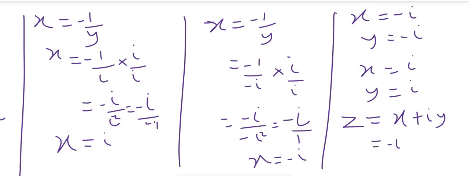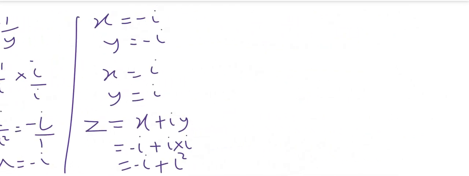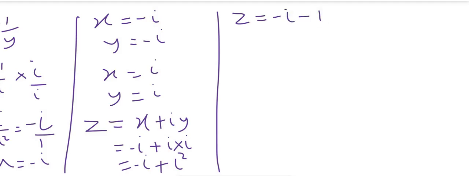X is minus I. I'm doing the first one. Y is also I. Don't forget it's I times y, which is I. So this gives minus I plus I squared. And in complex numbers, I squared is minus 1. So this is minus 1 minus I.